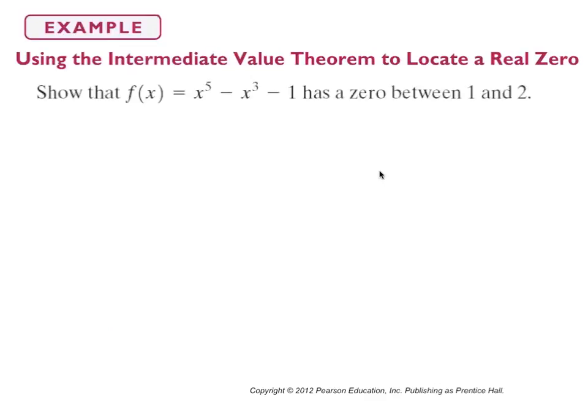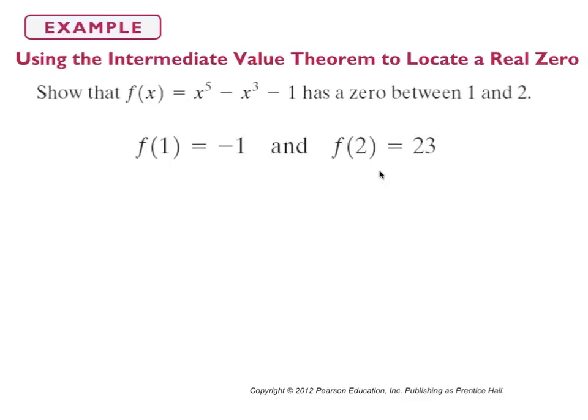In order to actually use the intermediate value theorem, we have to do a little bit of guessing and checking. The first kind of question gives you the two values, and you have to show something. After that, we're going to try to locate a real zero. So we want to show that f of x equals x to the fifth minus x cubed minus 1 has a zero between 1 and 2.